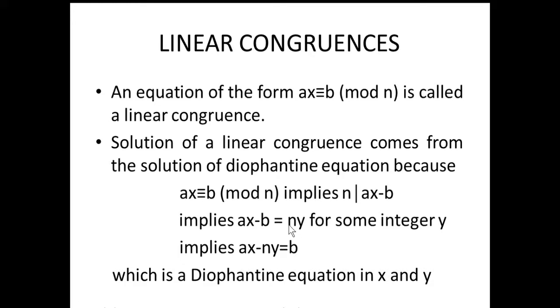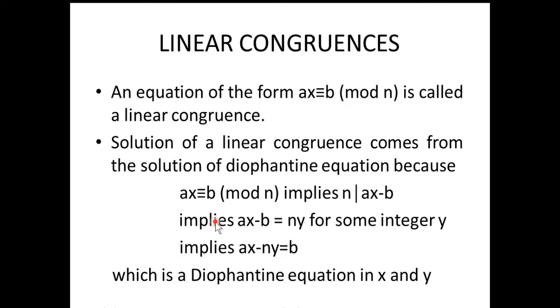Then linear congruence: an equation of this form, ax is congruent to b mod n, is called a linear congruence. And how do we solve a linear congruence? If you want to find the solution of this linear congruence, then you have to find the solution of a Diophantine equation. Why are these two things connected?